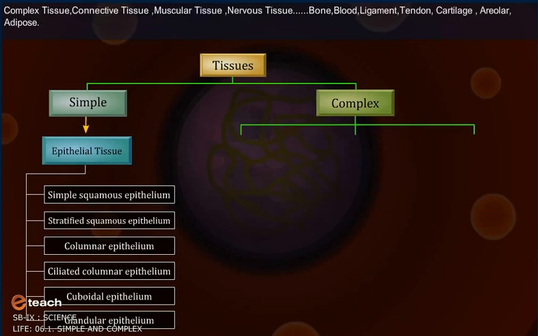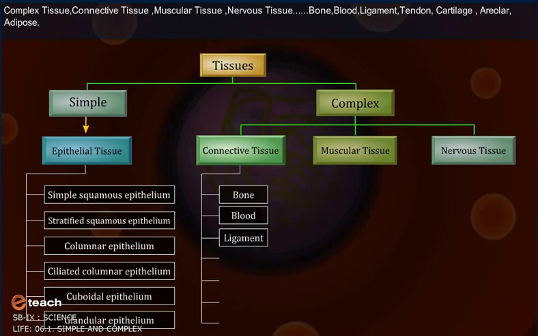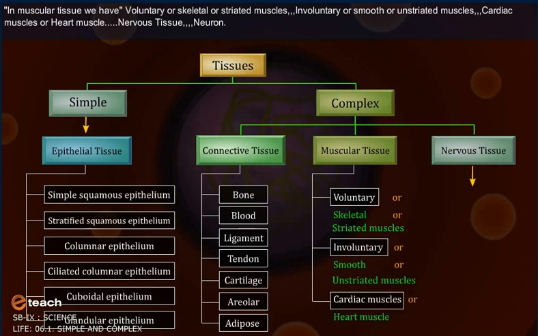Complex tissue is a type of animal tissue in which we have three types of tissues: connective tissue, muscular tissue, and nervous tissue. In connective tissues, we have bone, blood, ligament, tendon, cartilage, areolar, and adipose. In muscular tissue, we have voluntary or skeletal or striated muscles, involuntary or smooth or unstriated muscles, and cardiac muscles or heart muscle. And in nervous tissue, we have neuron.